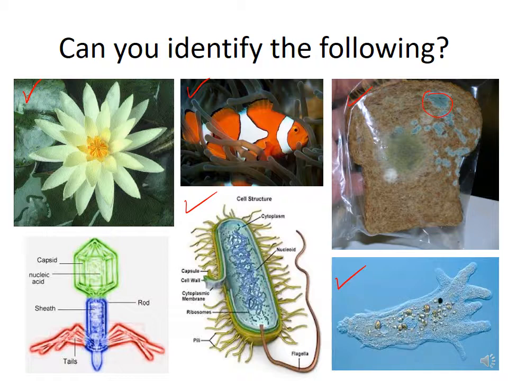And then the bottom left, we have a virus. Again, not all viral particles are the same as this. They all have different shapes. But here's a fairly typical shape of a virus. The odd one out is the virus.